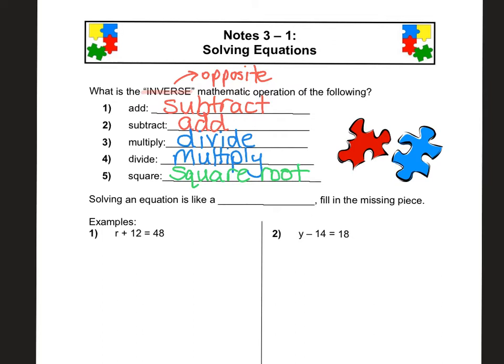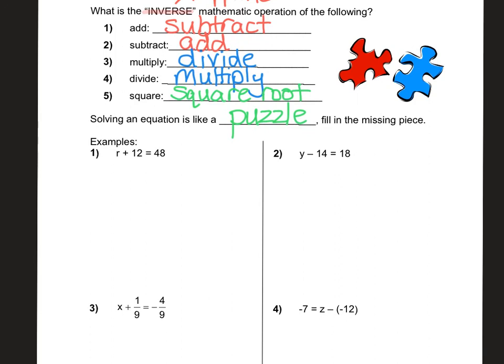Okay, so solving equations is like a puzzle. That's why you see the puzzle pieces on here. We're trying to figure out what the missing piece would be. So we're going to be working with equations. In equations, you notice the equal sign. What the equations mean is that both sides of the equation have to be equal. So we're trying to figure out what would make an equation equal.